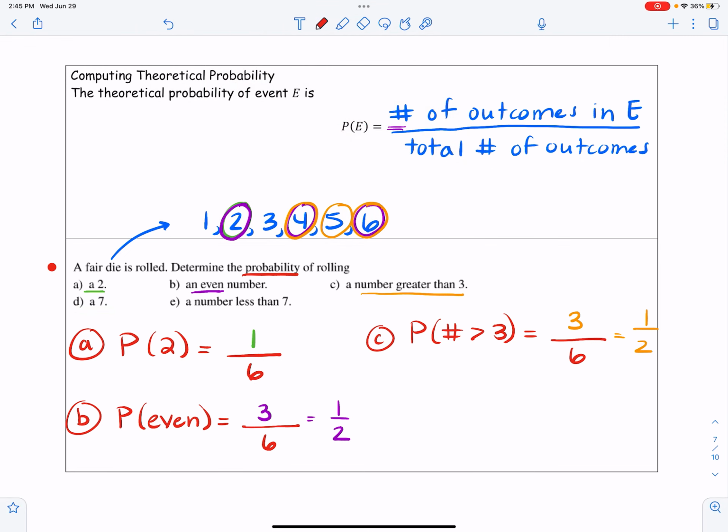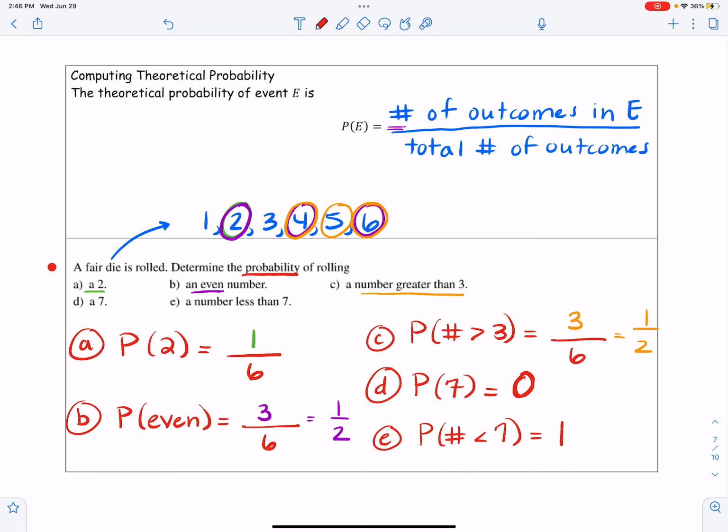And then D and E are to show you our special cases. The probability that we get a 7? You look at your outcomes up there, 7's not a possibility on a 6-sided die. So as soon as you see that your event can't happen, that it's impossible, you just state the probability equal to 0. And for the other extreme, a number less than 7, well, that has to happen. Everything on a die is less than 7. So as soon as you see that your event is certain, that it must happen, you know it's going to have a probability equal to 1.